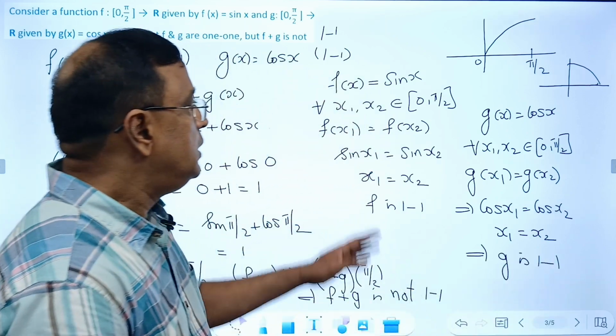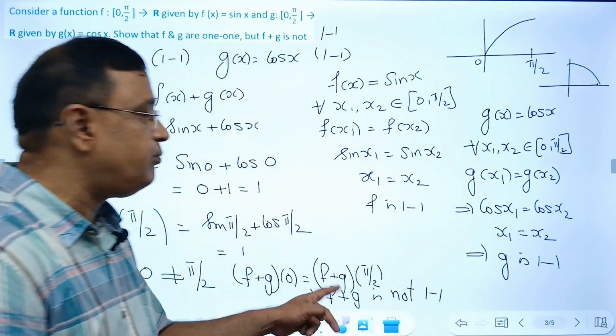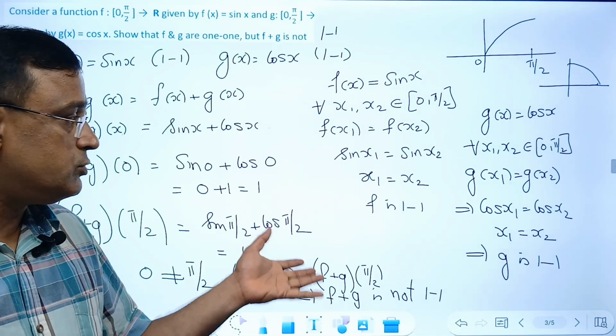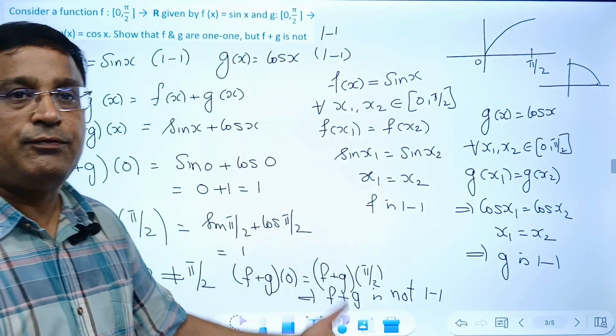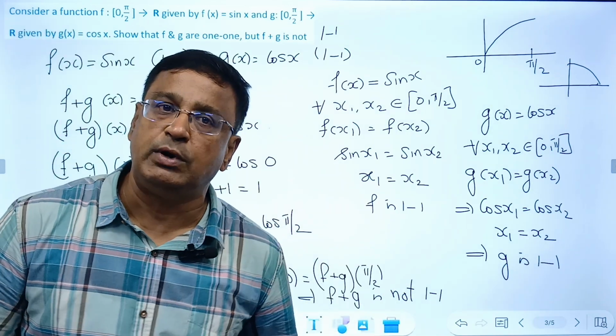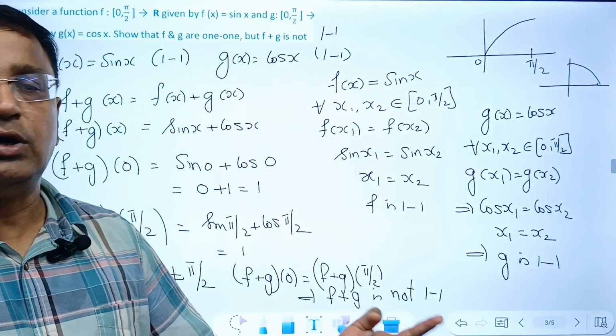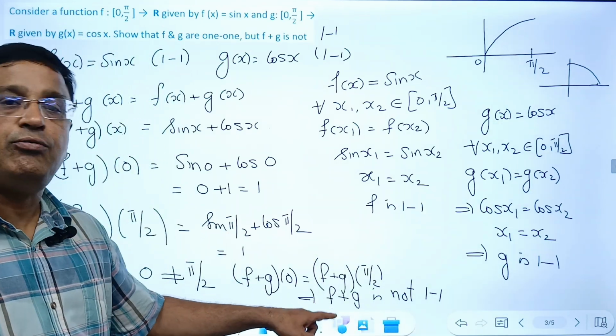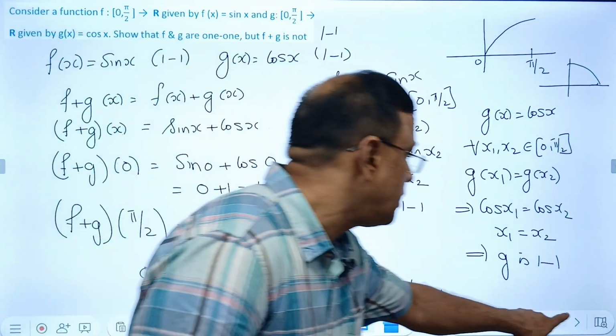So what have we proved? If f and g are one-to-one, we proved that f plus g is not one-to-one. So it was not a property that if f and g are one-to-one, f plus g should be one-to-one. No. If f and g are one-to-one, here is a case where f plus g is not one-to-one.